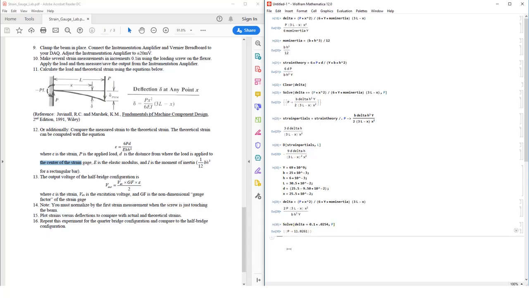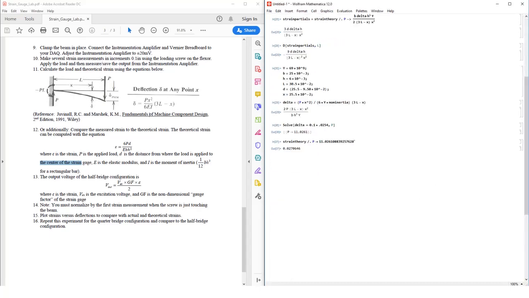And then you can calculate the strain theory. So strain theory over P goes to this. That is essentially your theoretical strain value here, 0.0254. Yes, that is essentially the value that we're going to be working with.